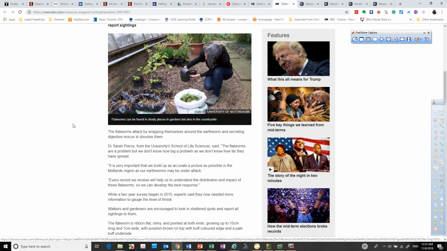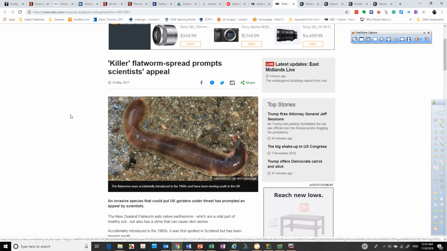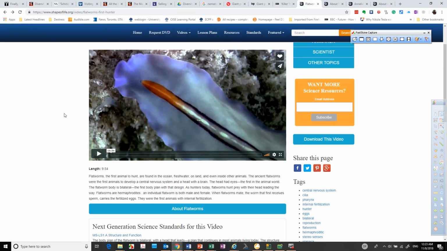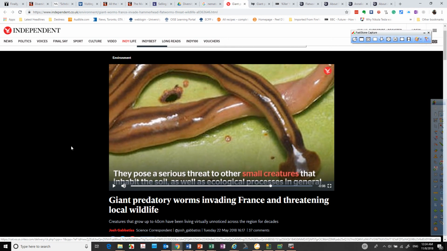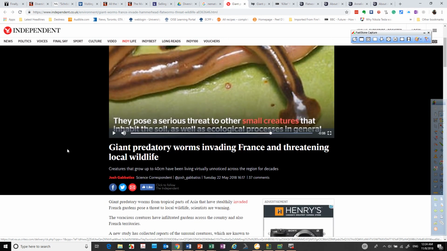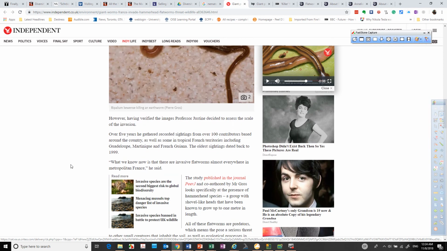People in the UK are inspecting their plants and their pots to make sure they don't carry any of them into their own property. But it's a losing battle right now. They're losing that battle with these giant predatory flatworms that eat our earthworms. There's a picture of a flatworm here attacking an earthworm, and it will basically liquefy it and then suck it into its body and move on. And so they're eating them like crazy.